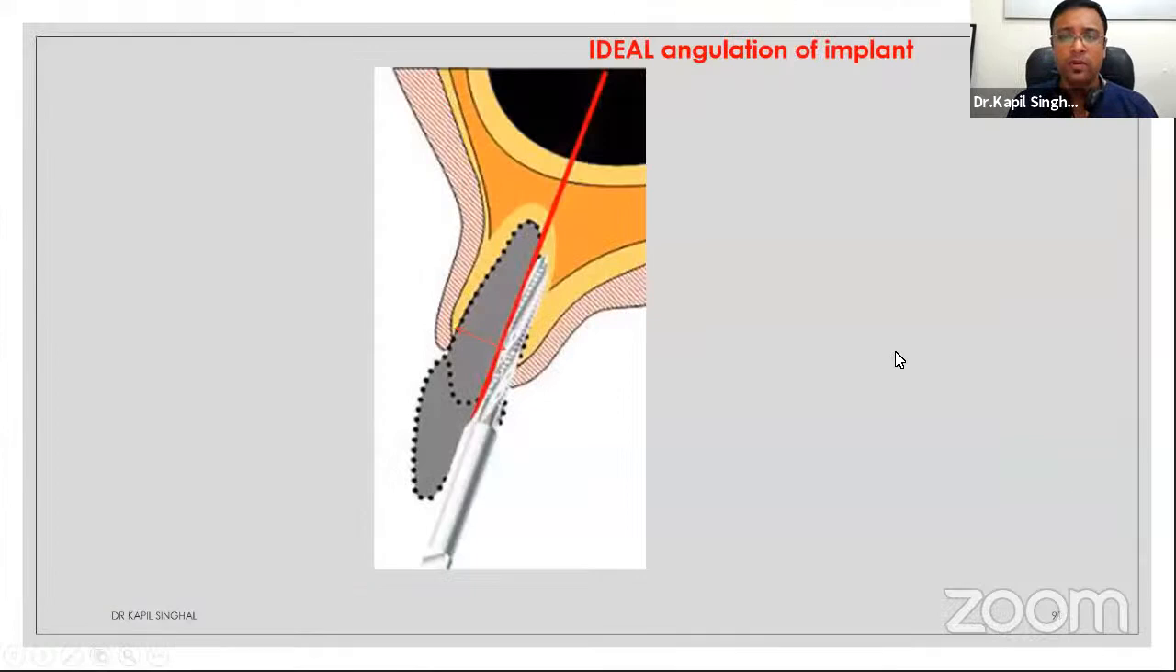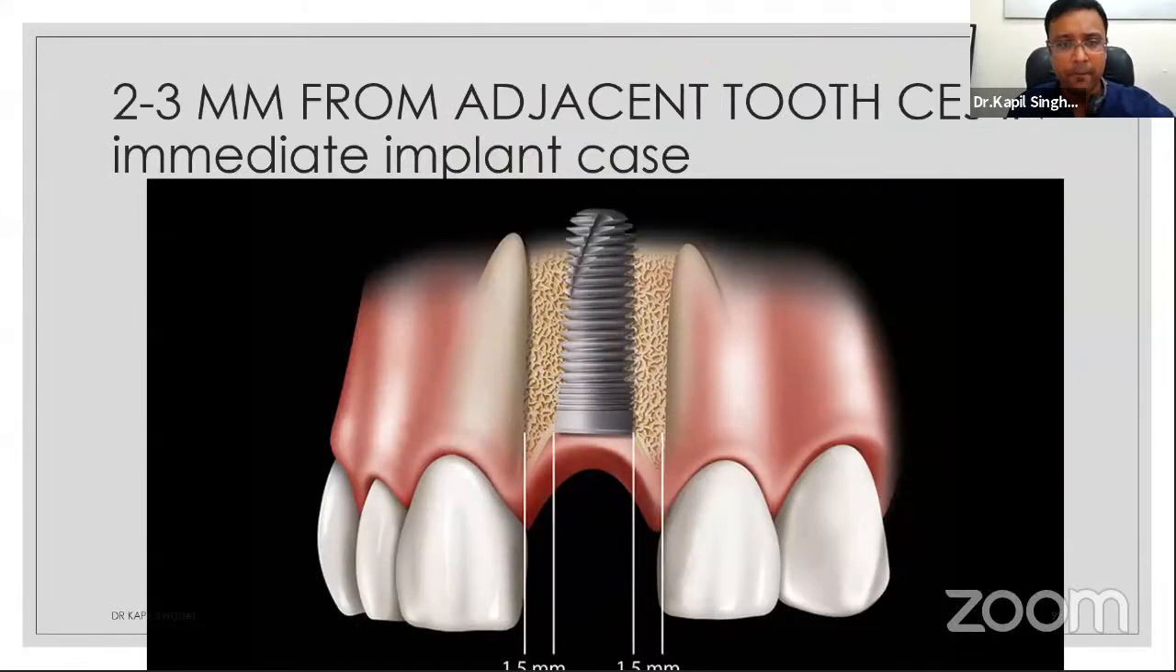So this is the ideal angulation of implant placement. If it is too facial while drilling, meaning your drill head is too facial, the facial bone will become very thin. And if it is too palatal, then there are chances that you will perforate the facial bone. Now, how deep an implant should be placed is a very important point: how deep you should place the implant.